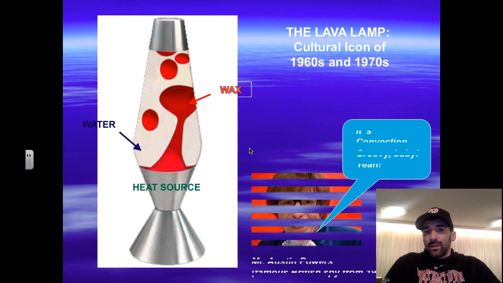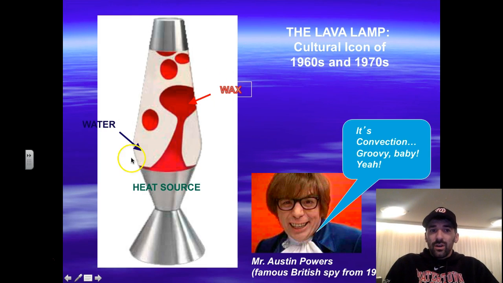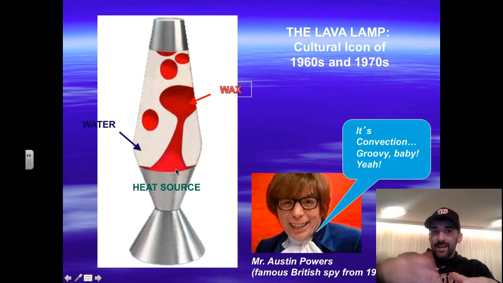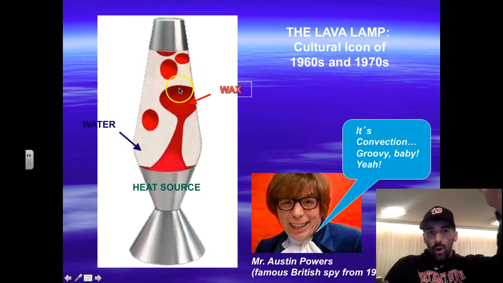This is an example of a simple convection current. We may have seen a lava lamp before. There's a heat source down here. The water stays at a different temperature than the wax. We heat the wax up. The hot wax floats up to the top. The cold wax starts to sink down to the bottom, and we get this cute little convection current that's very fun to stare at.